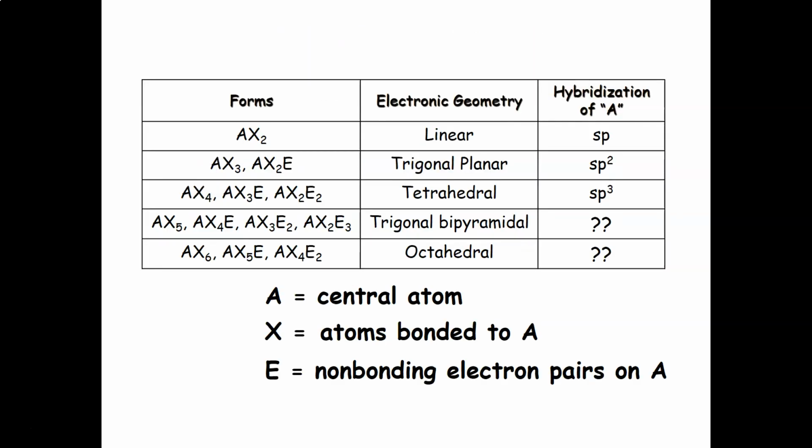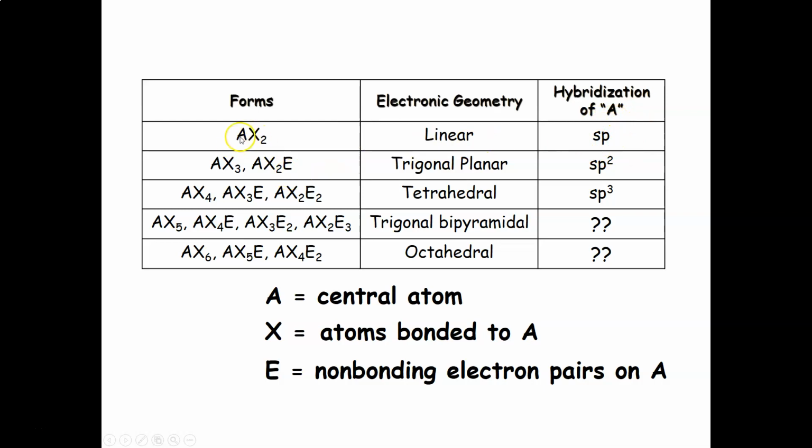So for example, if you have something that's linear, like say carbon dioxide, right? Well, in carbon dioxide, carbon is the A for our center. We have two oxygens that are bonded, and there are no lone pairs on carbon. So the AXE formula for carbon dioxide would be AX2. And then I look across my chart, I find out it's linear, and it's going to be hybridized as sp.